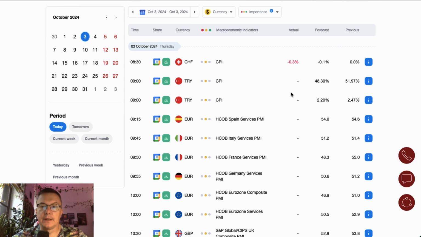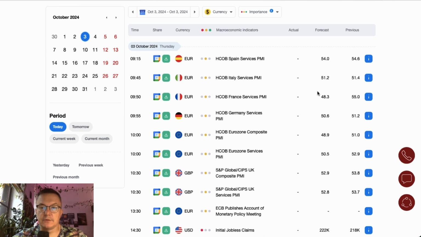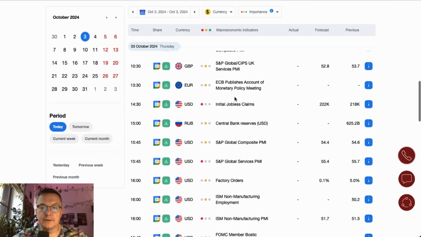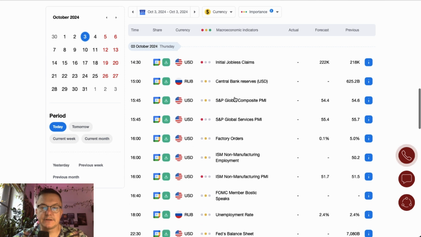And then we are entering the London session. CPI in Switzerland deteriorates from 0% to minus 0.3, beats the expectations of minus 0.1. The services PMI and the composite PMI data from across the Eurozone, including the UK, is scheduled for release today. All of the data will appear from 9:15 towards 10 o'clock. Composite and services PMI for the Eurozone are being expected then, and at 10:30 we got data from the UK. At 1:30 we got the ECB monetary policy meeting minutes publication, so very interesting situation here.